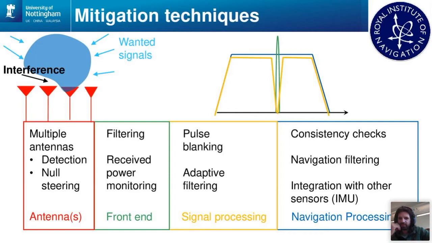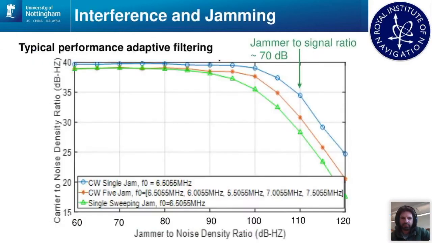And then on the navigation side, we can also help the effect of these on the receiver by looking at the consistency of our navigation solution, by doing more filtering, or potentially integrating with other sensors as well that allow us to work throughout these periods where we might see GNSS interference. So there's a wide variety of techniques, and some of them work for some of the interference. Adaptive filtering works very well for narrowband interference, but for wideband interference, you really need multiple antennas and so on. There's no one magic bullet here that solves all of the interference problems.